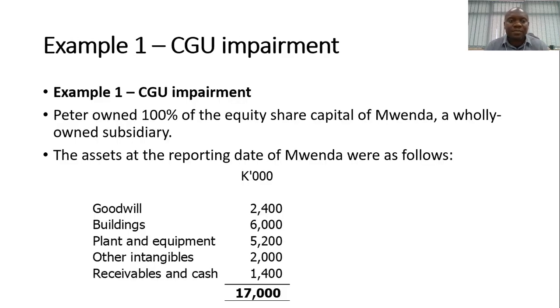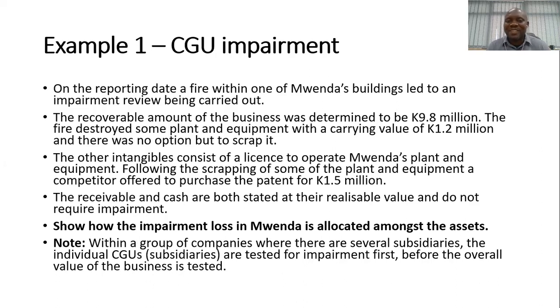So this is a question. Example 1, CGU impairment. Peter owned 100% of the equity share capital of Mwenda, a wholly owned subsidiary. The assets at the reporting date of Mwenda were as follows. We have the goodwill, buildings, plant and equipment, other intangibles, receivables, and cash, giving us 17 million kwacha. On the reporting date, a fire within one of Mwenda's buildings led to an impairment review being carried out.